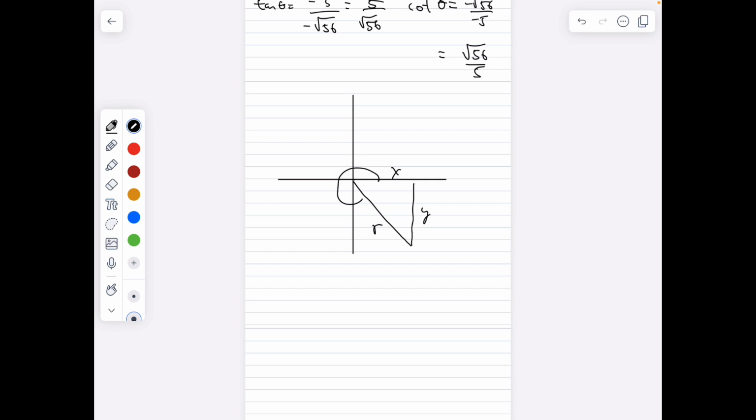Okay, so from here on out it's pretty straightforward. Just work with those numbers and get your values.